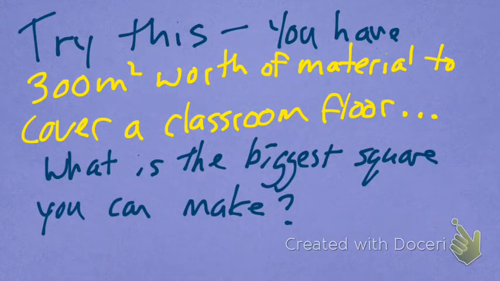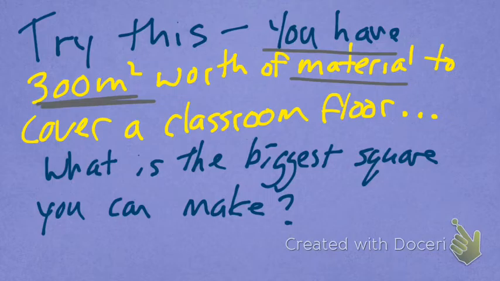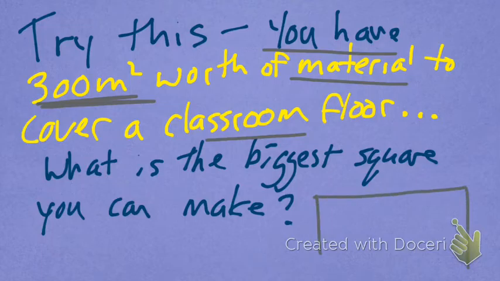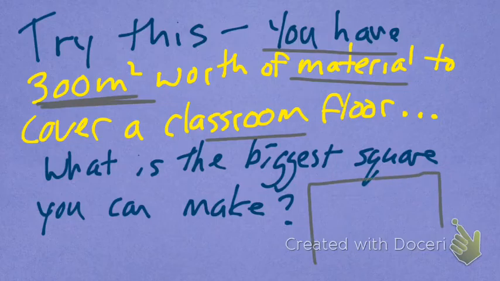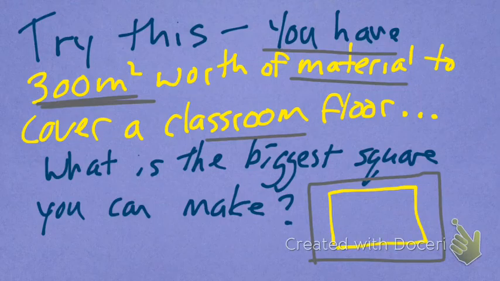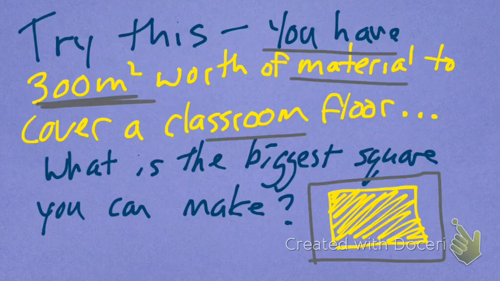Here is your try this for today. You have 300 square meters worth of material to cover your classroom floor. What is the biggest square you can make? So if this was your classroom, that's a bad spot to put that. I'm going to erase that and draw it elsewhere. Yeah, I got no choice. I got to put it here. Sorry. This was your classroom, and we had 300 square meters. What is the absolute biggest square you can make that you can cover up with all that material? Okay, give that a shot.